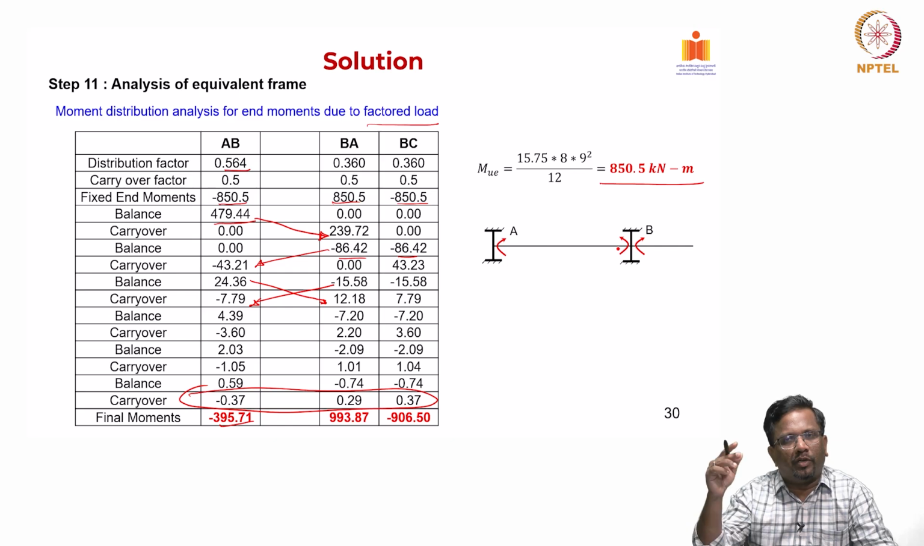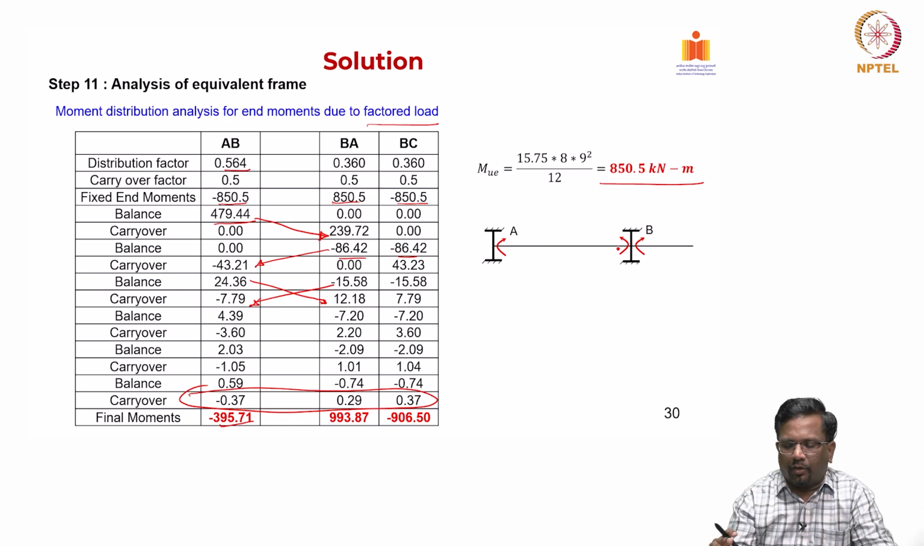So, that is what we converted into an equivalent column, right. So, that column stiffness also we have to include, that will take some moment as well. So, when you include those moments, the joint will be balanced. Here it looks like it is not balanced, but actually that balancing moment is taken care of by the equivalent column.